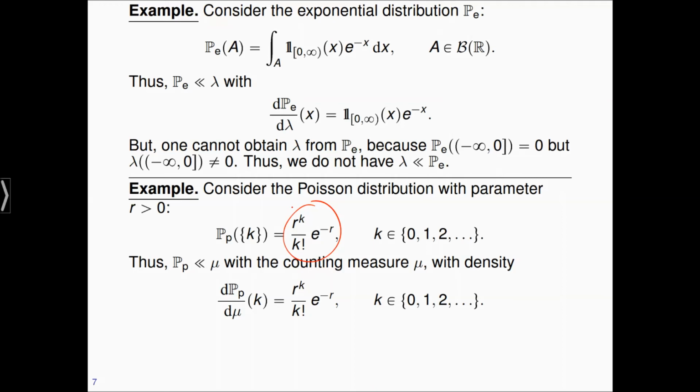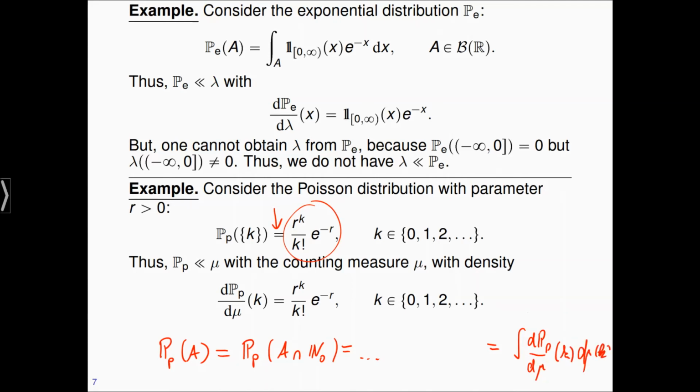If you don't see this right away, then please stop the video and do the following computation. So the Poisson distribution of any set A is the same as the Poisson distribution of the set A intersected with the non-negative integers. And then you keep computing, and of course you use this formula here, and in the end you should end up with an integral of this density here, dP_Poisson by d mu, say of k, d mu of k. Okay, so as I said, if you don't see this right away, please do this computation, and then you check that this is indeed the density.